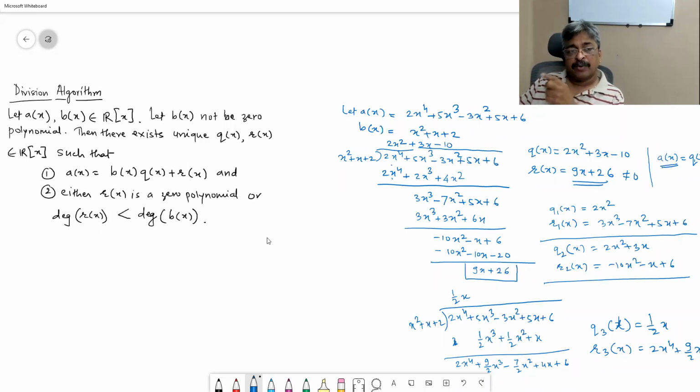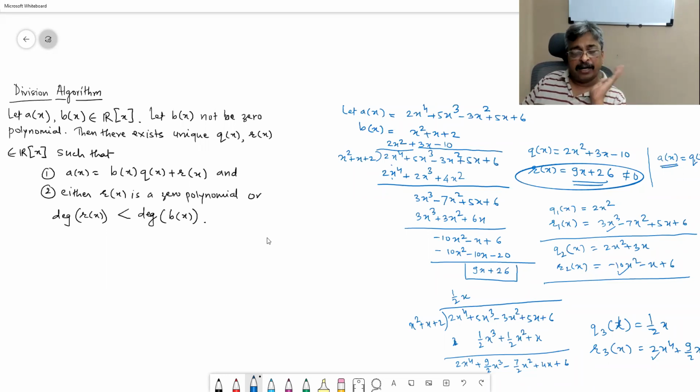But then which one to say that it is r of x is the one, either it is a zero polynomial or whose degree is less than that of b of x. And now you will observe that except this remainder polynomial, everybody had a degree greater than b of x. So the division algorithm is all about finding out that unique r of x, who is either a zero polynomial or a unique polynomial in that remainder box whose degree is less than b of x. Okay, so the idea is very clear about this proof.